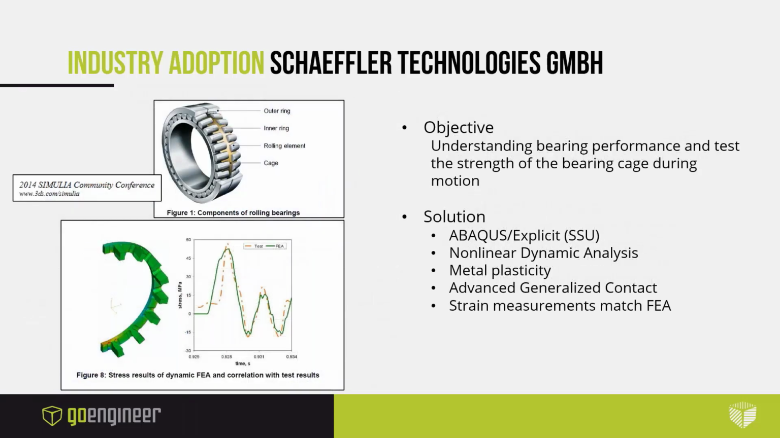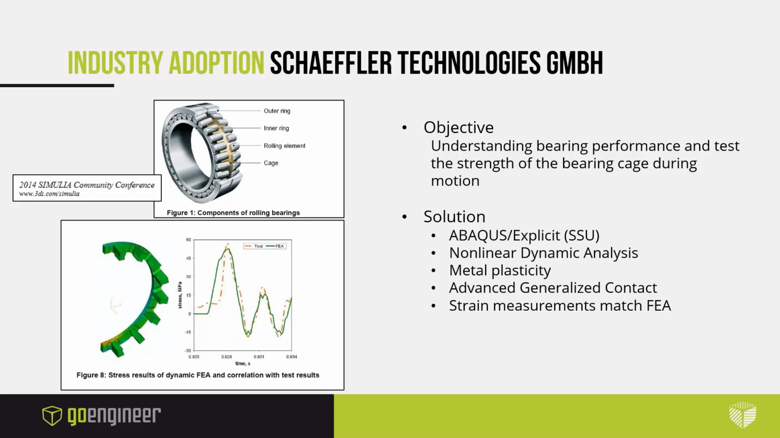Another example is Schaeffler. I'm pretty sure you've heard of this company. They're a very popular bearing manufacturer, and they essentially used the Abaqus solver to test what kind of bearing cages they can implement for their roller bearings. So they want to look at the strength of their existing bearing cages and come up with creative designs. Now the biggest challenge behind executing this is that they needed to test this while the bearing was in motion.